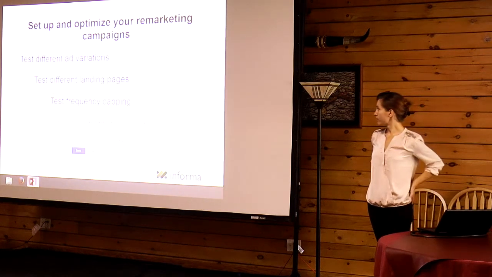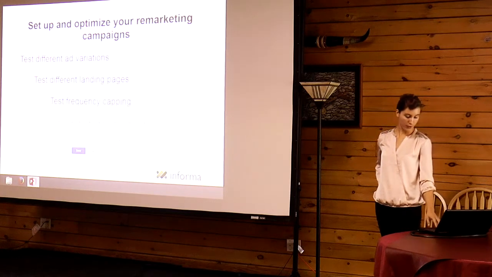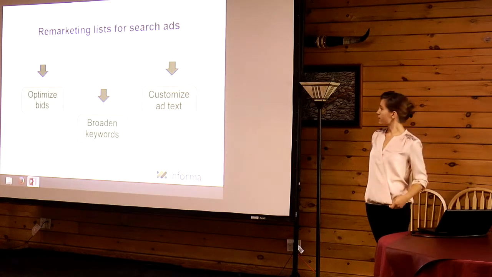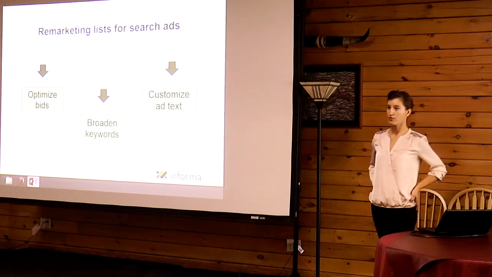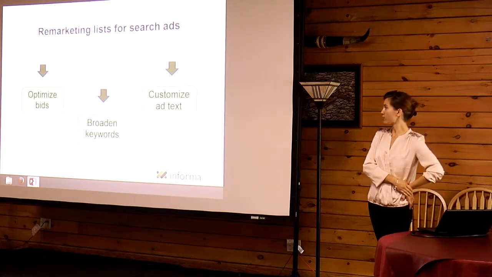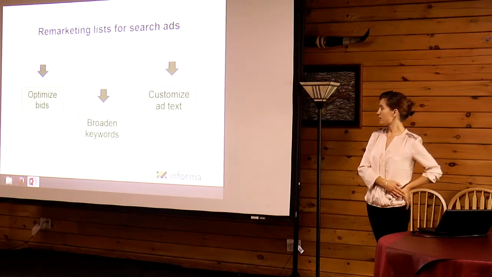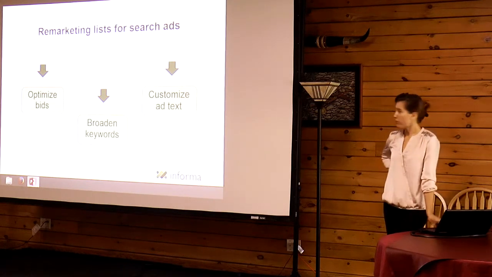So we basically covered that theme. I just wanted to show you two relatively new features available in Google Remarketing. One is Remarketing Lists for Search Ads. I think it was introduced this year. It means that remarketing is not only available for the display network, but also for the search network. So you can use this to optimize your bids, or to broaden keywords or customize ad tags.